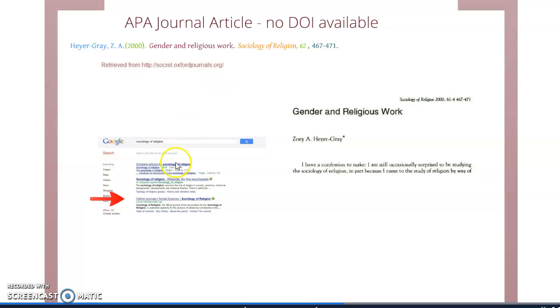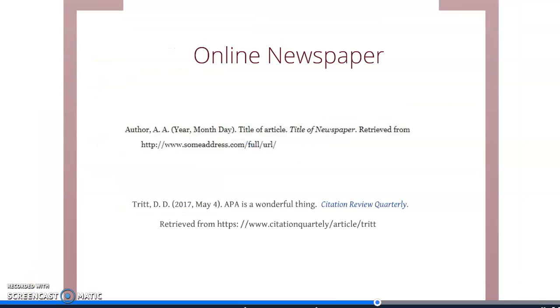You don't need to find the individual article on that journal homepage. Your only responsibility is to drop your reader off on that homepage and walk away. Make sure you also remove the hyperlink here, and there is no need to put an access date or retrieve from date. If you access a newspaper online, you will begin with the author or authors.